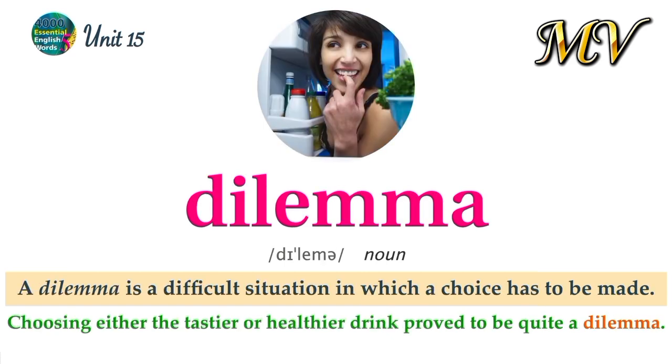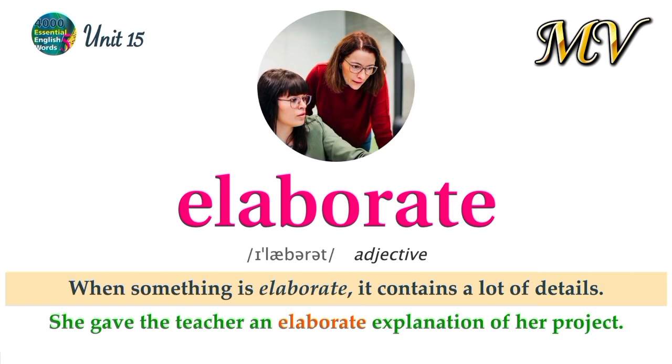Dilemma. A dilemma is a difficult situation in which a choice has to be made. Choosing either the tastier or healthier drink proved to be quite a dilemma. Elaborate. When something is elaborate, it contains a lot of details. She gave the teacher an elaborate explanation of her project.